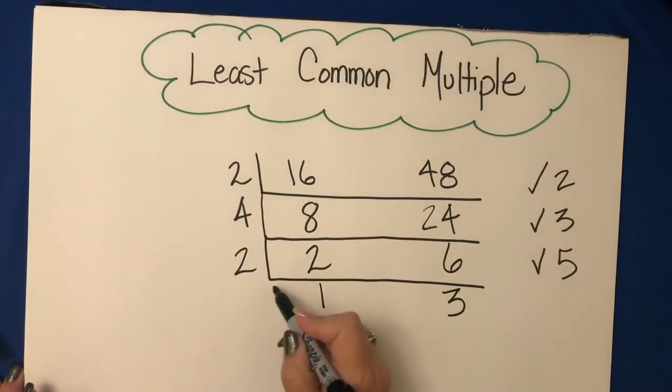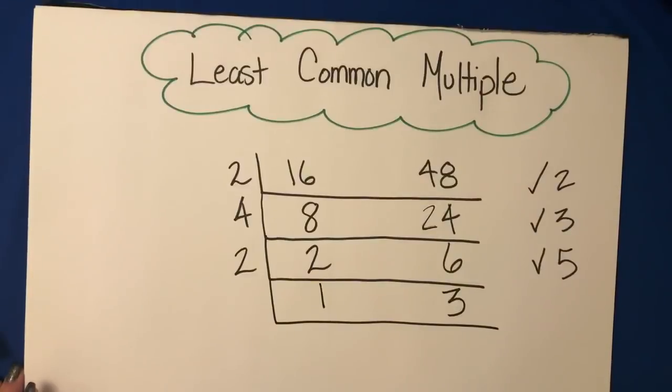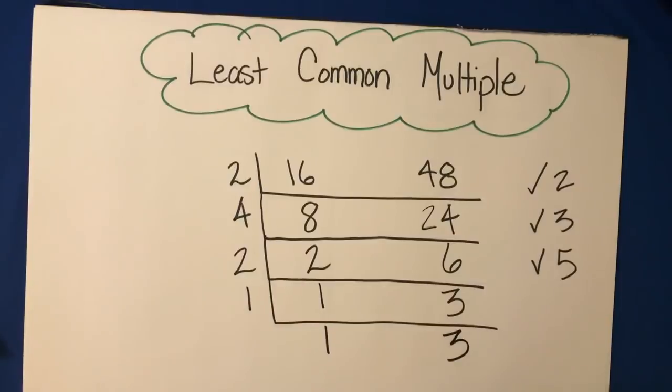So now I'm left with a 1 and a 3. These are both prime numbers, so that means they can only be divided by themselves and 1. Some kids like to say "1 and done" once you're down to 2 prime numbers. So 1 times 1 gives you the 1 here, and then 1 times 3. If I was looking for the greatest common factor, I would just use these numbers along the side.